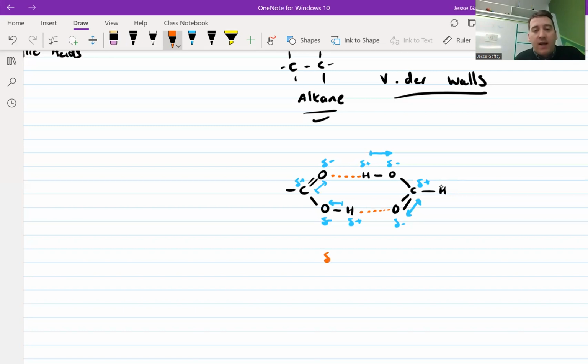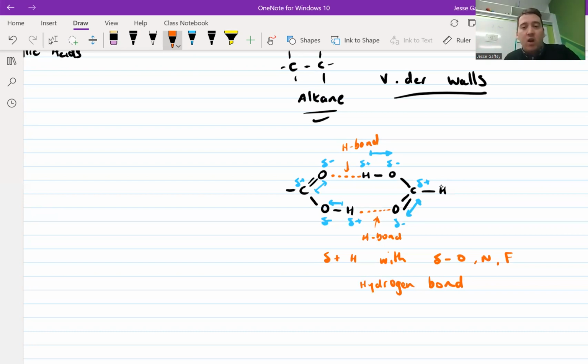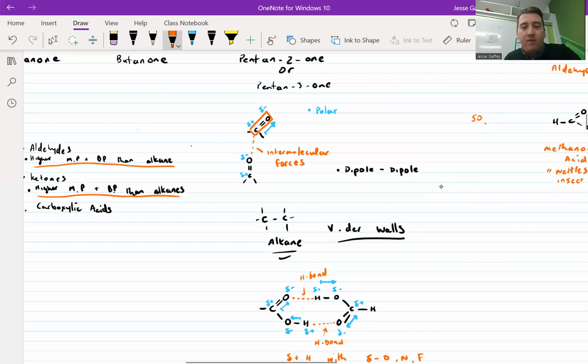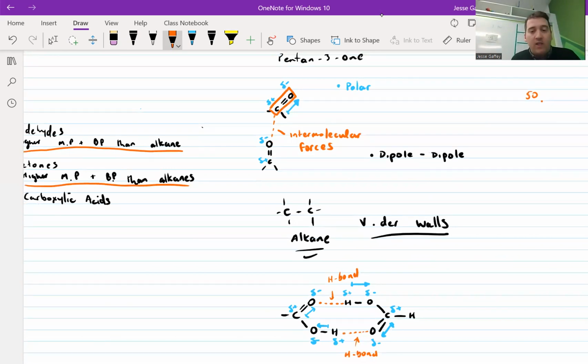Now, when we have a delta positive H with a delta negative O, N or F, we have what we call a hydrogen bond. So the carboxylic acids actually have what we call double hydrogen bonding. We have one here, an H bond, and we have another H bond up here. Now, H bonding is even stronger than dipole-dipole. It's a special type of dipole-dipole that's stronger than dipole-dipole.